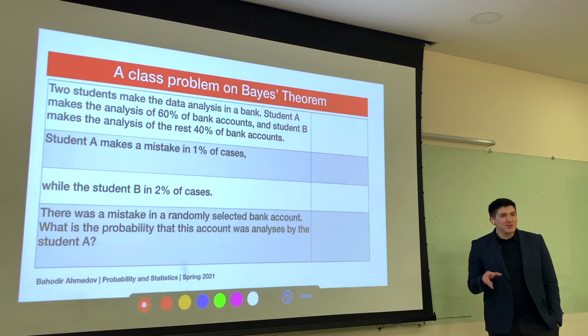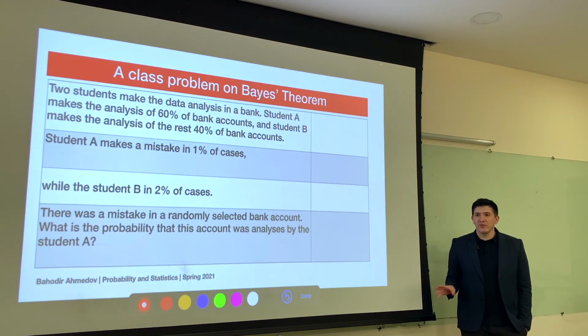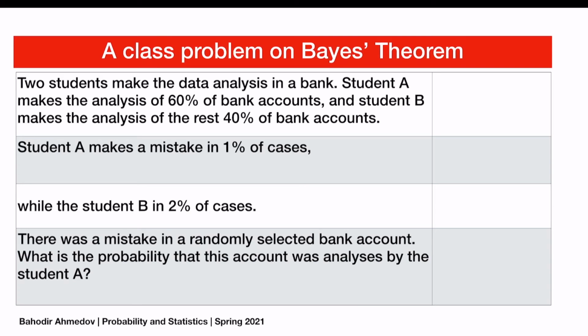Again, we are going to write down everything in terms of the formulas, okay? Could you please help me with writing down the notation? What is going to be the notation for the first row? P of A should be 0.6 and P of B 0.4, right? Yes, because if you choose one of the accounts randomly, probability that this account has been analyzed by the student A is 60%, and probability that this account has been analyzed by the student B is 40%.